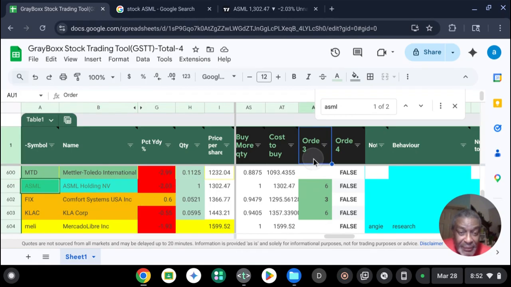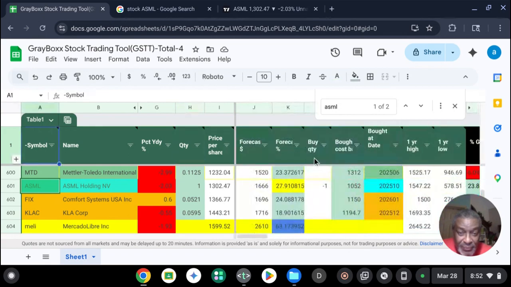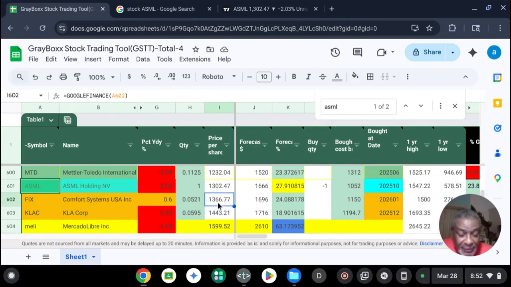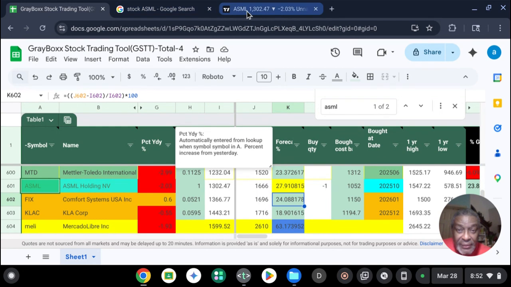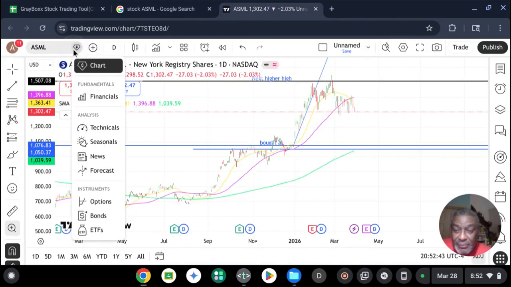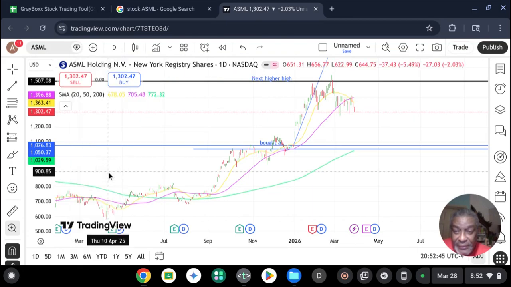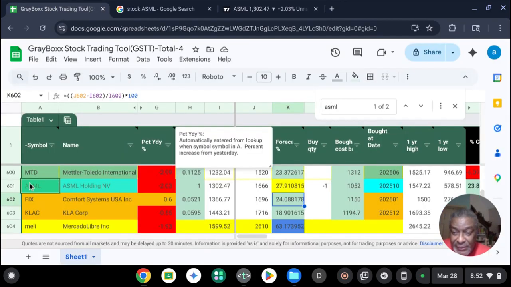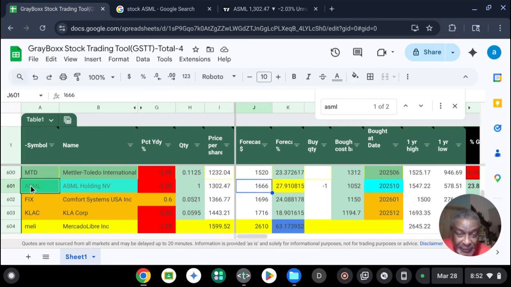We have a field that tells us when we bought the stock, what the stock is today, and what it's forecast to go to. We get that from the Trading View tool. We go to projections, then forecast. The forecast gives us a price target, and then we have to write that down, 1,666, and we put that into our forecast tool. Take that number minus the price that it is today. It'll be forecast to be 27%.